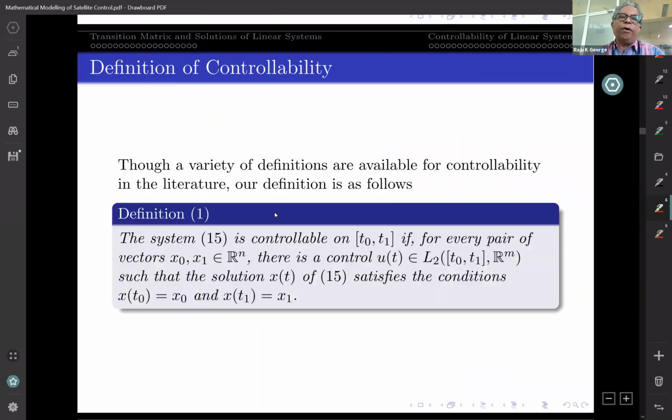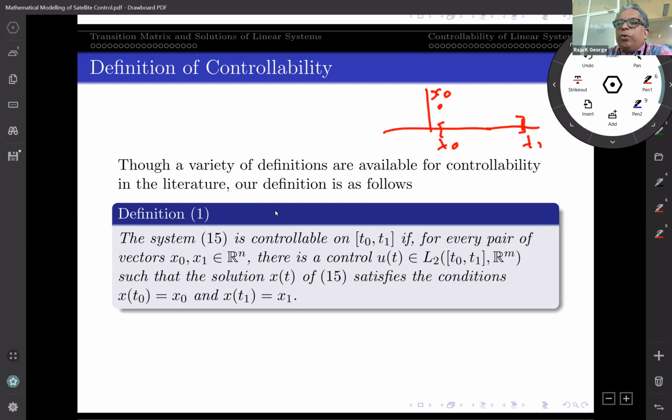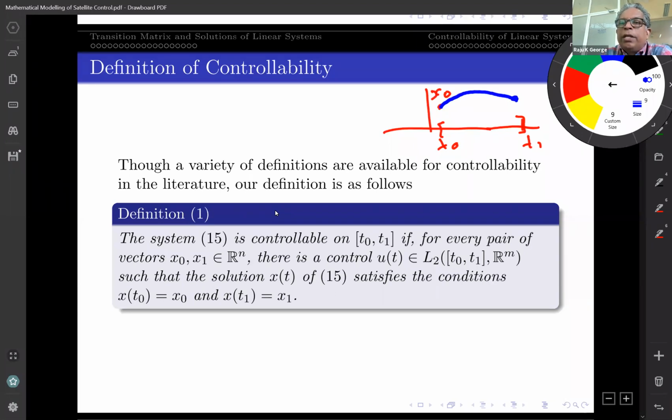Now first I define what is controllability of the system. That is relevant to the satellite problem also. Controllability means the following. The time period t0 to t1 is an interval in which I am interested. At t0, my position is here at x0. If I want to steer my system to another position at t1, it should come here. So I have to steer it along a path, and it comes here, from x0 to x1. So I have x0 in Rn and x1 is also in Rn.